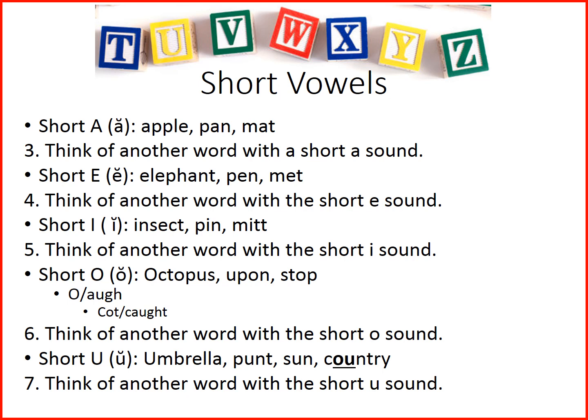Uh-oh, I just noticed that I didn't have that IGH word on the quiz, so sorry. Cross off number 3. This is your new number 3, a short A sound. So the short A sound is a, like in apple, pan, mat. So for number 3, think of another word that has a short A sound. Pause the video and think of a word with a short A as the vowel sound.